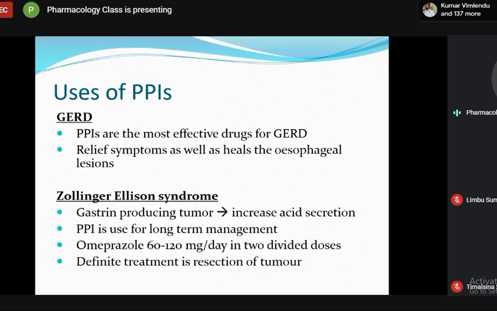Next, in gastroesophageal reflux disease, proton pump inhibitors are very much effective, which relieves the symptoms as well as heals the esophageal lesions.